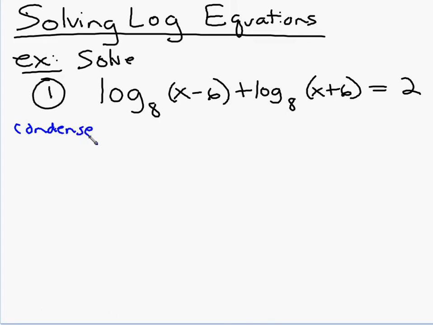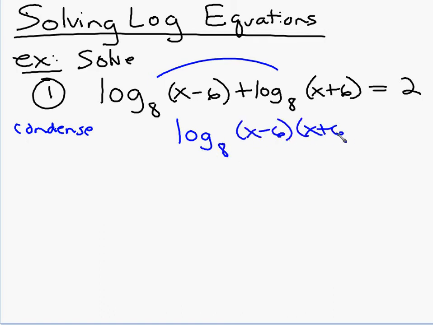okay, which is the last thing we did. We need to condense this thing before we start solving it. So we're going to bring these two expressions together the way we learned, which is log base 8 of x minus 6 times x plus 6 equals 2. So we just condensed the expression first, and I think now you can see that this is a difference of two squares. So this is log base 8 of x squared minus 36 equals 2.